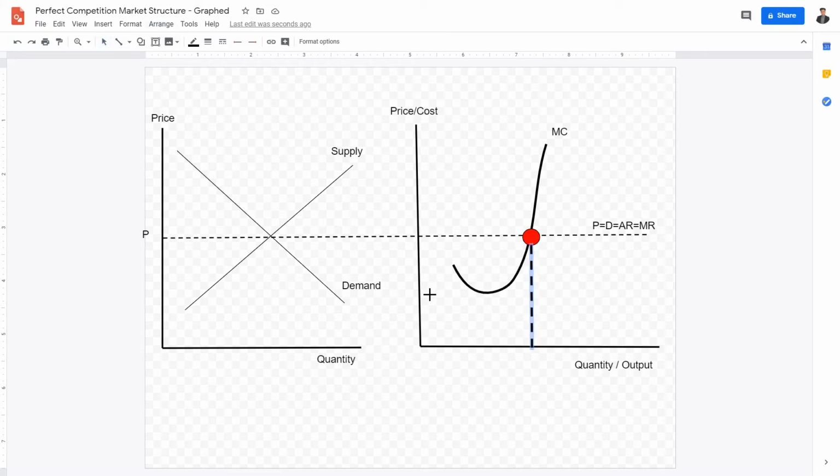And the next thing we have to be able to draw is the average total cost curve. So remember, the average total cost curve intersects the marginal cost curve at its lowest point. So something like that would be the correct average total cost curve. Let's shift it down a bit. There we go. So that would be the correct average total cost curve. This would be the ATC curve.